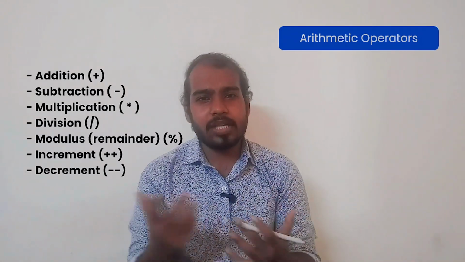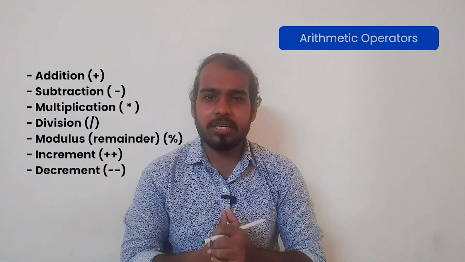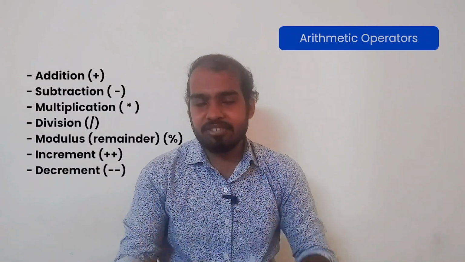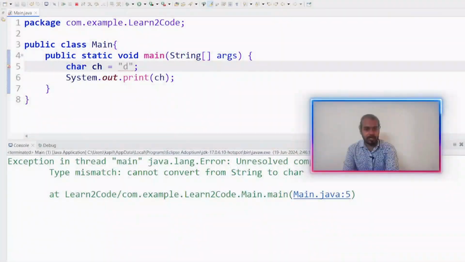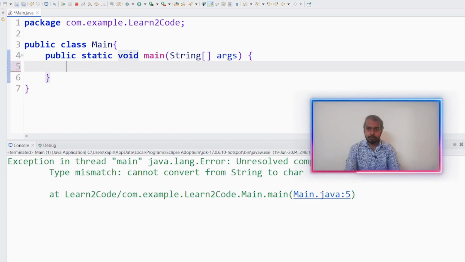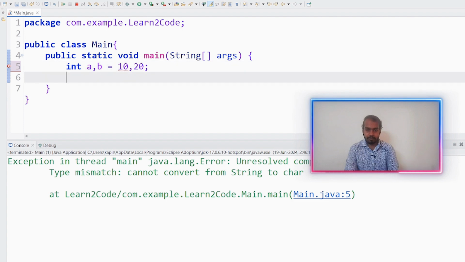So, of course, addition, subtraction, multiplication, division, and all. Modulus, as I said, gives us the remainder. Rather than much talk, we can directly jump to the code part. What I'm going to do is erase this code. I'm going to create an int variable, and beside it another int variable. What I'm going to give as values are 10 and 20.